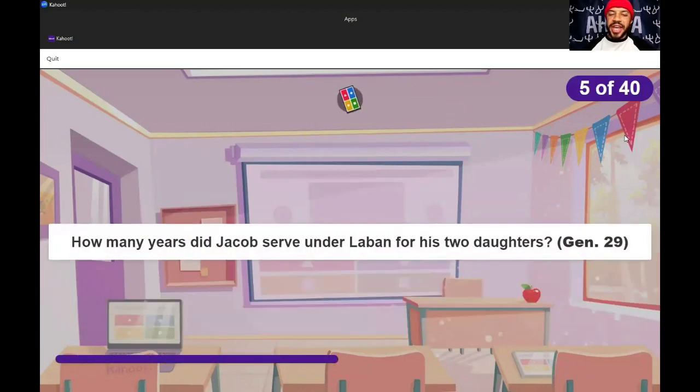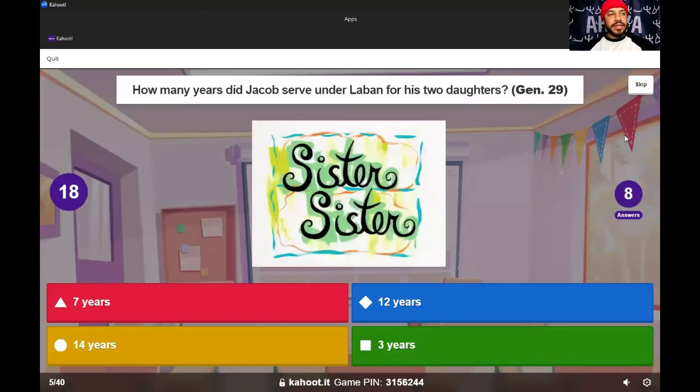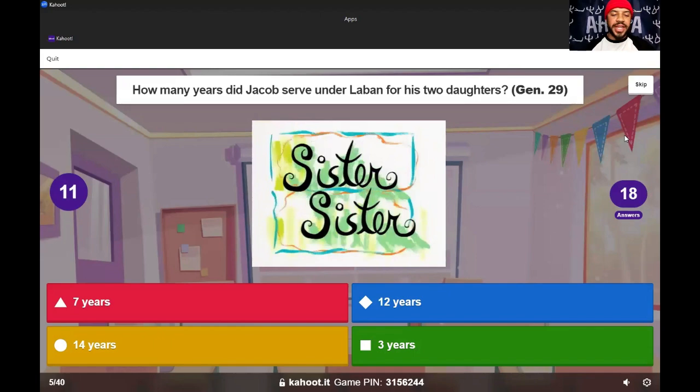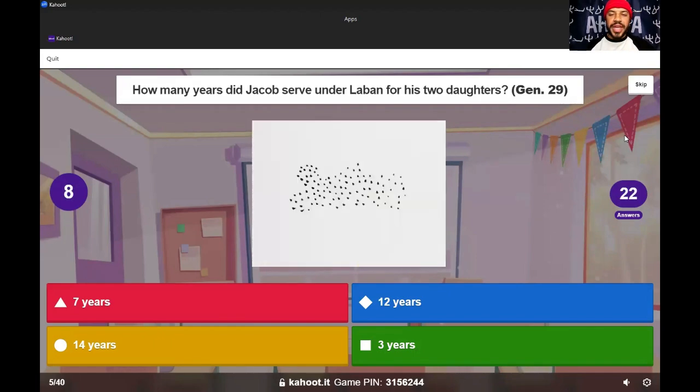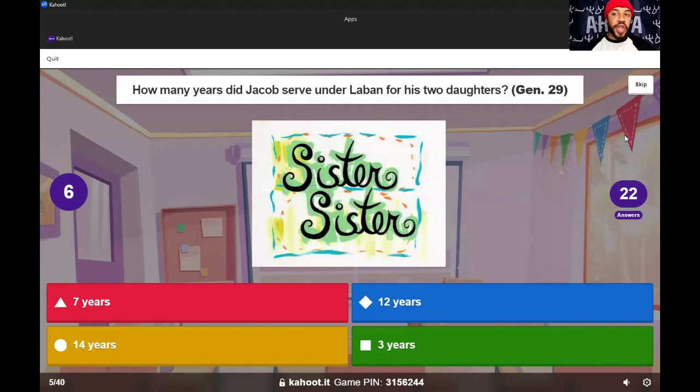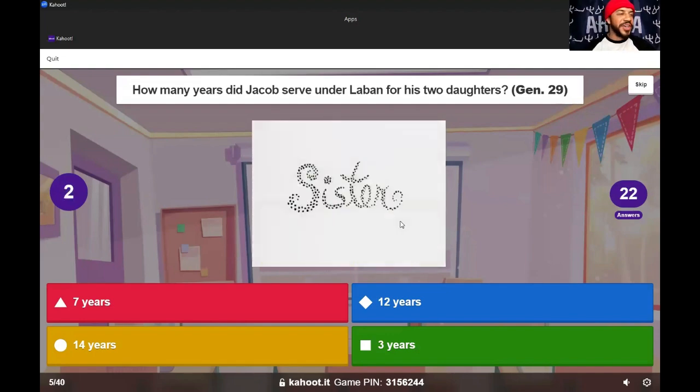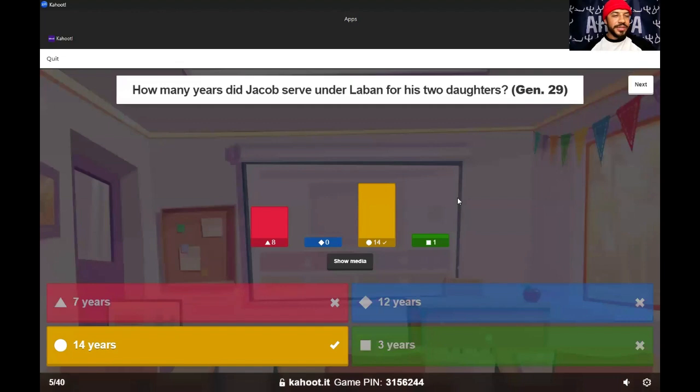How many years did Jacob serve under Laban for his 2 daughters? How many years? 7, 12, 14, 3. 7 red, 12 blue, 14 yellow, 3 green. How many years for both daughters? 14. Yes, it was 7 for each. 14 for both. That is in Genesis 29.